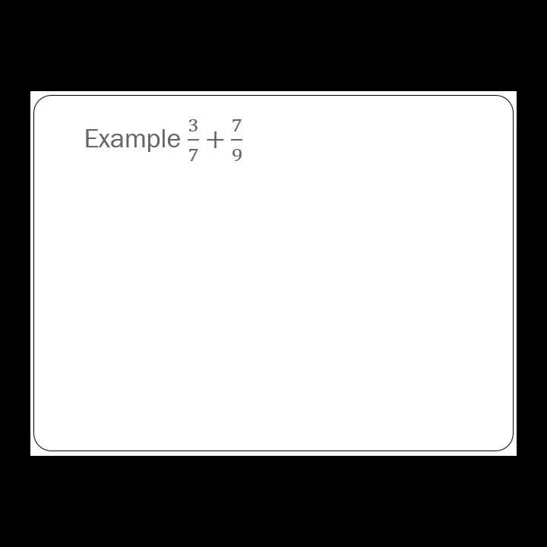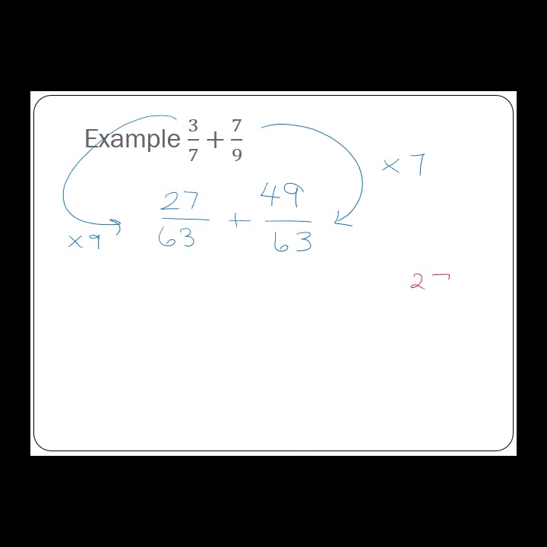One more example. Here, 7 and 9, they don't share any common factors. So 7 times 9, which is 63, is going to be the LCM. We're going to have to multiply by 9 to make that happen. And we're going to have to multiply by 7 to get 63 on the right. And so 27 plus 49, 27 plus 49 is 76. So we get 76 over 63. In this case, 76 and 63 don't have any factors in common, so this is reduced.